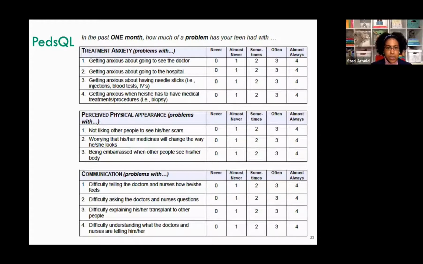But if you see in the middle here, they ask specific questions about perceived physical appearance, whether, you know, for our transplant patients who may or may not have had a central line placed and may have scars associated, they ask about not liking other people to see their scars, or worrying about medicines changing the way they look, or being embarrassed when other people see them. And those are important things to know, which certainly I think you can acknowledge children would not readily share with their providers or even their parents at times.